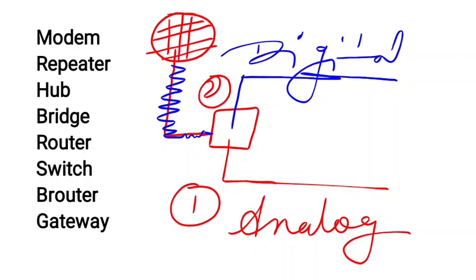Digital signal. Is that clear? There are two types of signal which flow from the ISP, and we can say from the server, which we are connecting to that telephone line. In this telephone line, two types of signals flow from the side of the ISP, the internet service provider. If you are confused about ISP, ISP is an internet service provider.